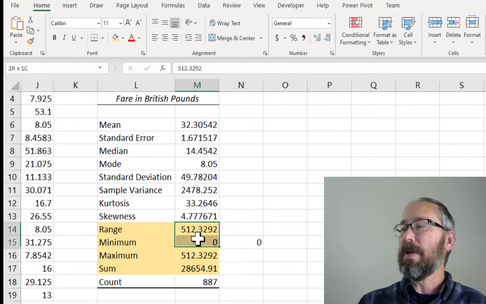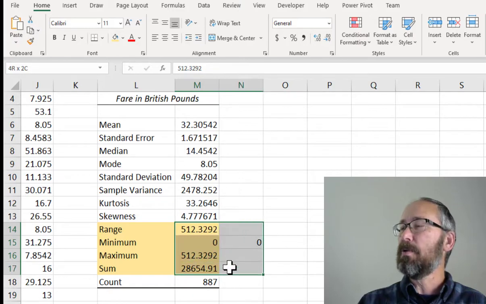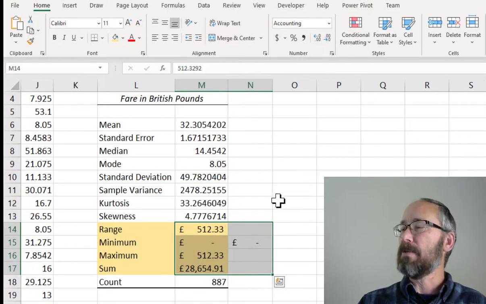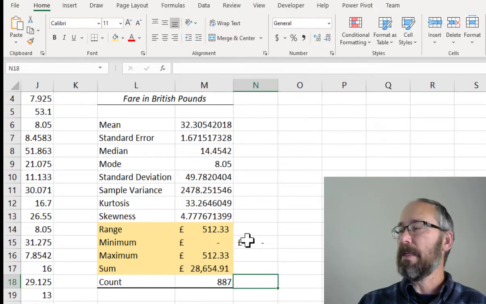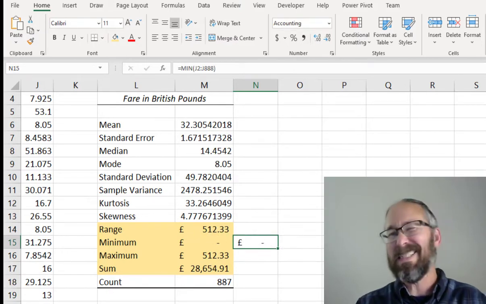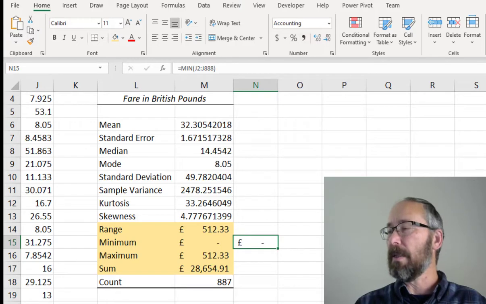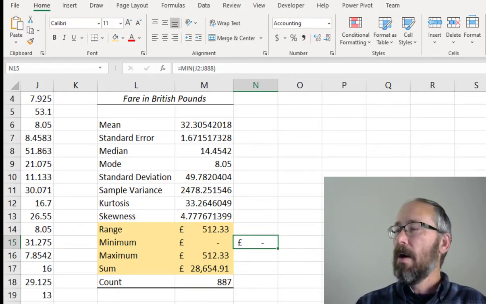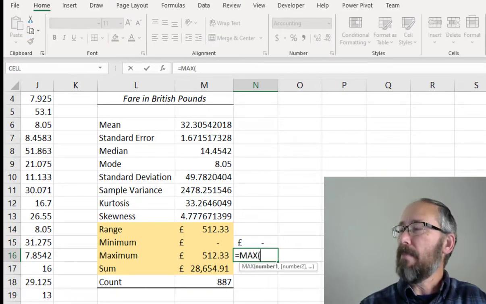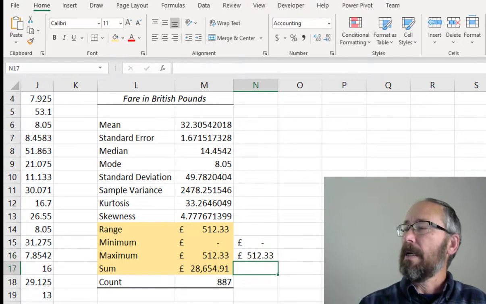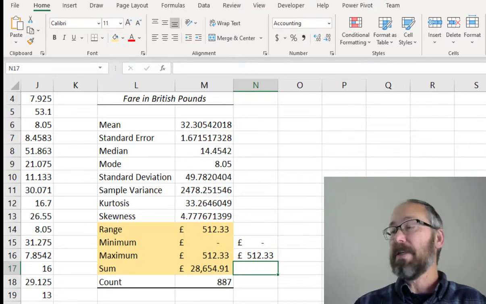One of the things we can do is change all of this to British pounds. If I go up here and select the pound symbol, it will shorten that to 2 decimal places, because that's typical for money, and it will give me the pound symbol to keep me on track. But also notice it removes the 0, which I'm not terribly fond of. I like the 0 there, but nonetheless the dash tells me the same. Maximum, we can do the same, obviously using the MAX instead of the MIN, J2 to J888, and calculate that. 512.33, you see it's the same.